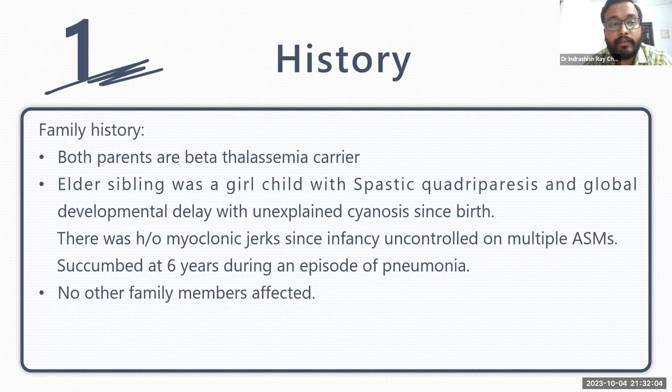Family history was significant in the sense that both the parents were beta thalassemia carriers. The elder sibling was a girl child with spastic quadriparesis and global developmental delay. That child also had unexplained cyanosis since birth and had some involuntary movements suggestive of myoclonic jerks since infancy, which were being treated with multiple anti-seizure medications, but all EEGs were normal. The child subsequently succumbed at 6 years of age during an episode of pneumonia. Cause of death was written as sepsis, cardiorespiratory failure. No other family members were affected.